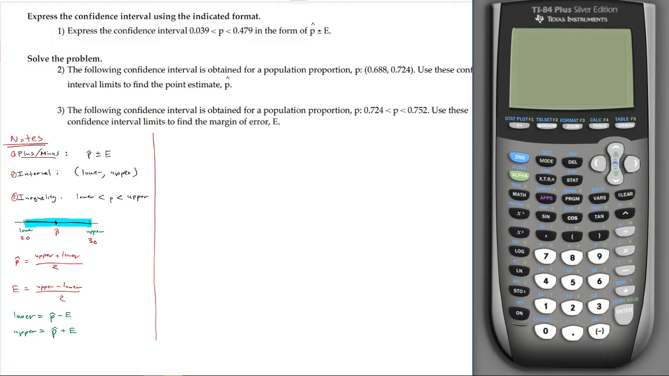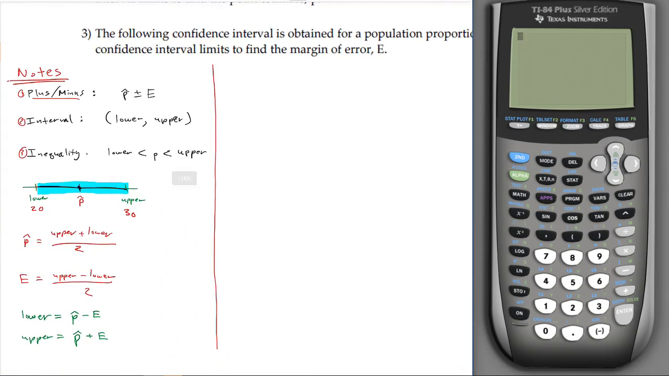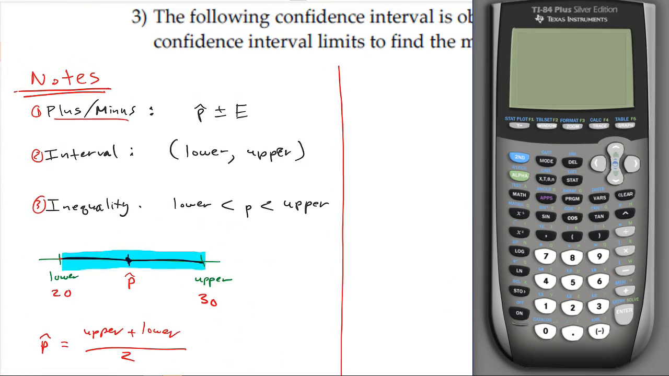So in this video, I'm going to go over Chapter 7 review. The first question asks, express the confidence interval using the indicated format. We are given this confidence interval in this form, and we want to rewrite it in this form. In class, if you remember, we have three forms of a confidence interval.